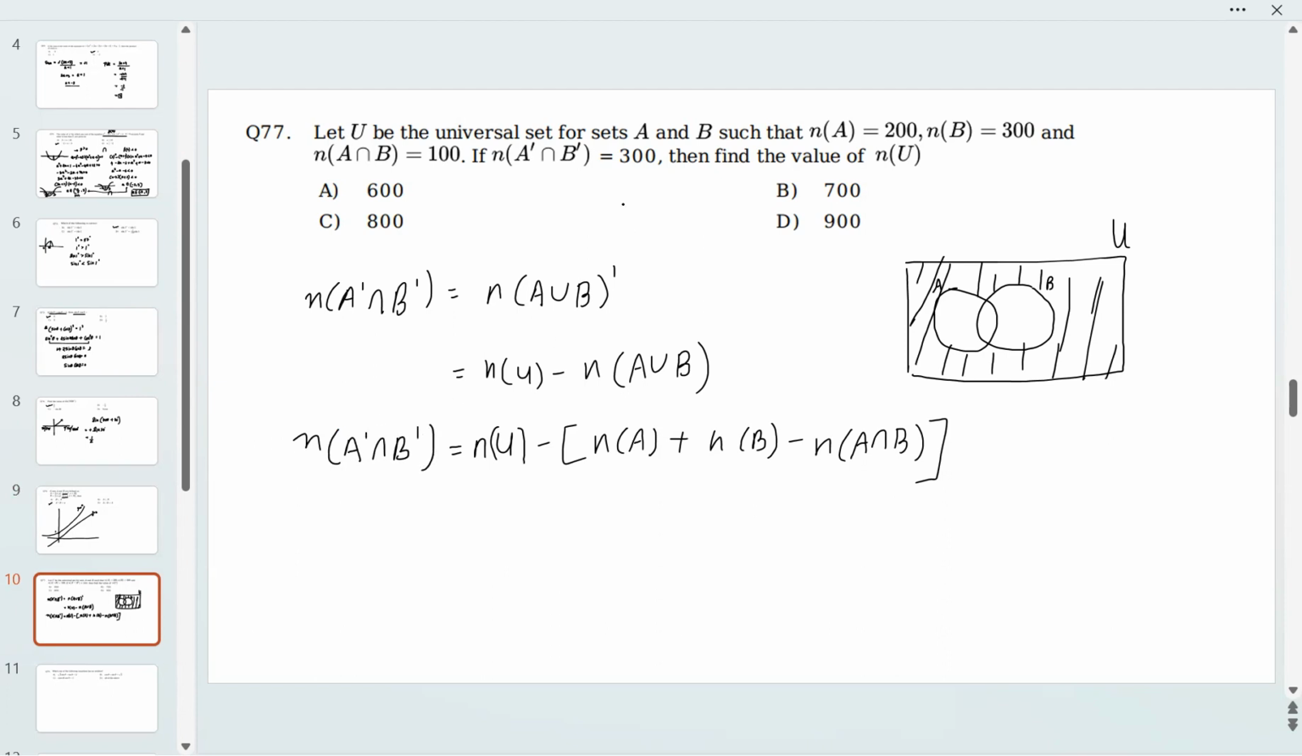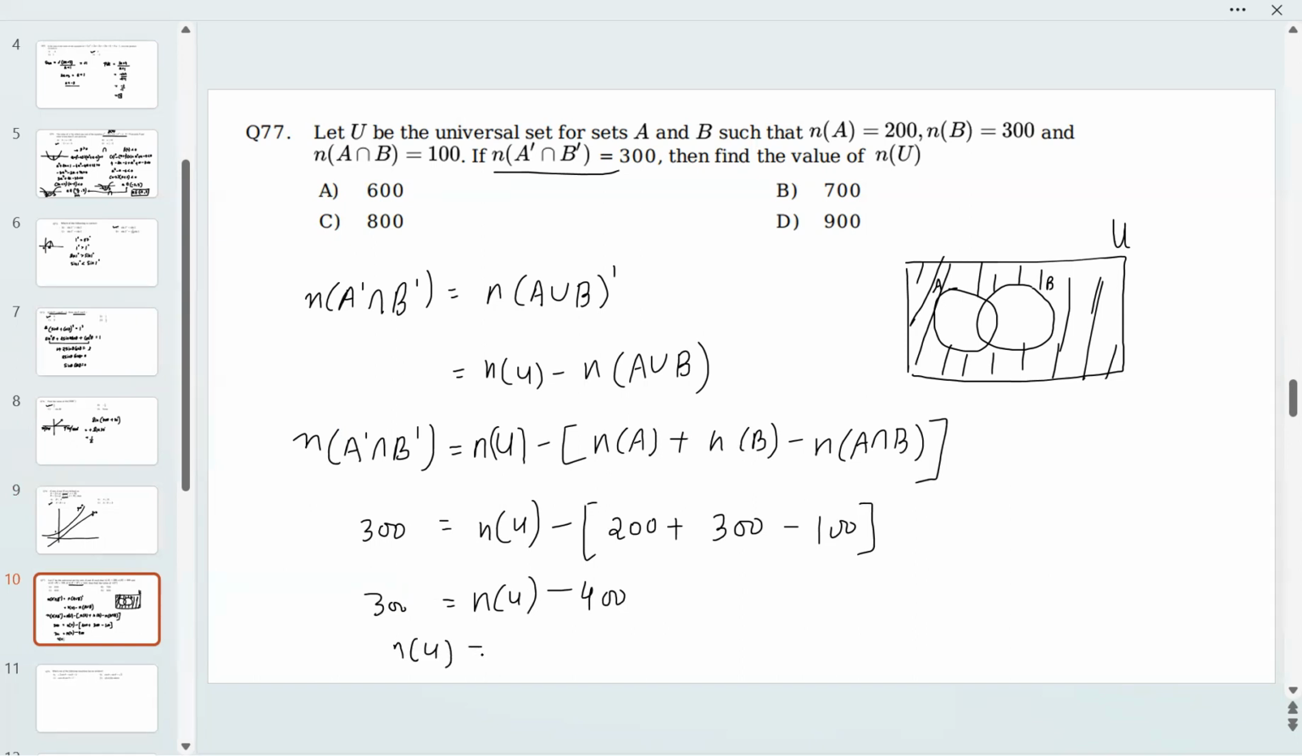See, N of A dash intersection B dash, the value is 300. So 300 is equal to N of U. We have to find the value of N of U. Okay. Minus N of A, the value of N of A is 200. So 200 plus the value of N of B, which is 300, minus A intersection B, which is 100. So what will we get here? N of U minus 500 minus 100, 400, is equal to 300. This simply will give the value of N of U as 700. So my answer is option B.